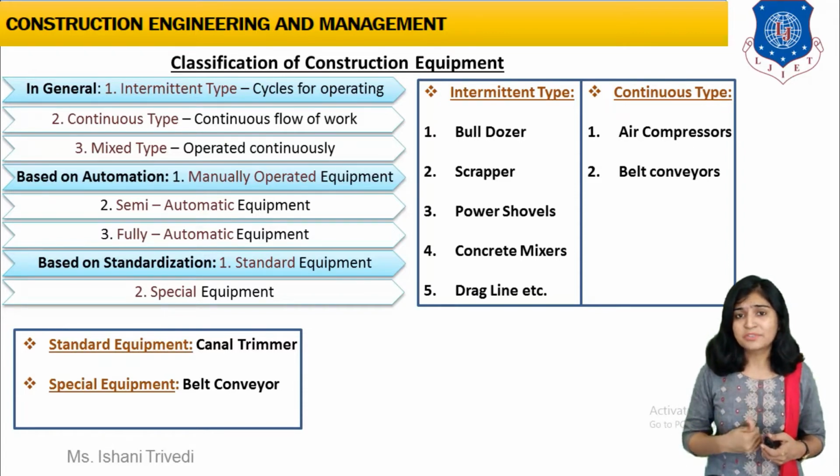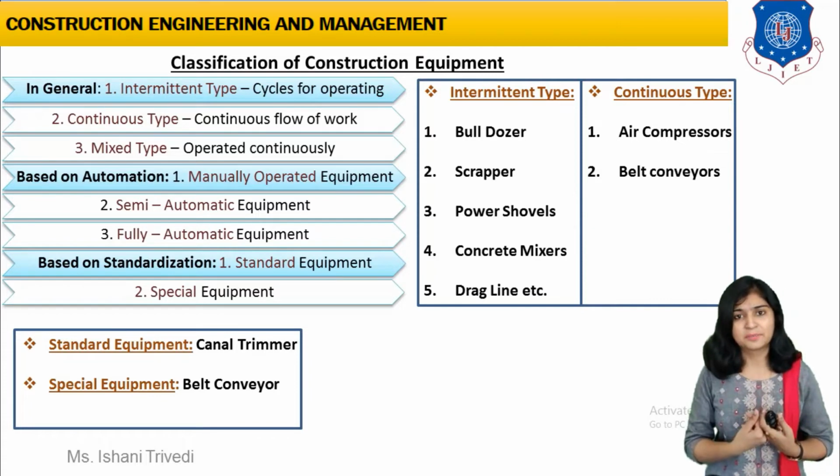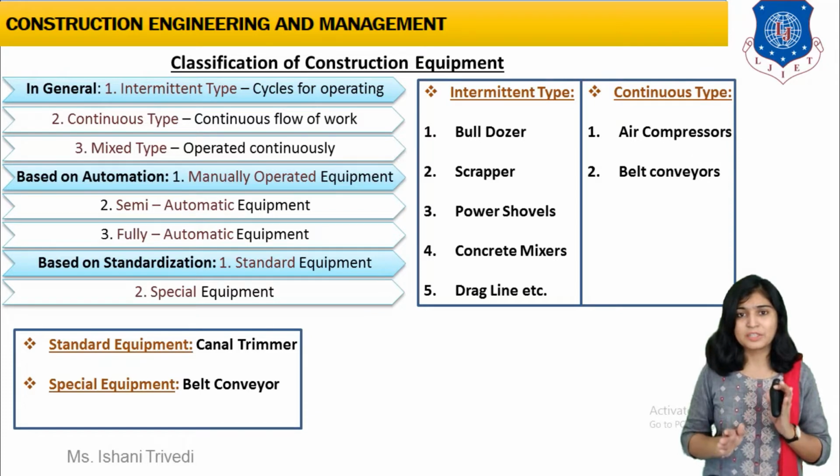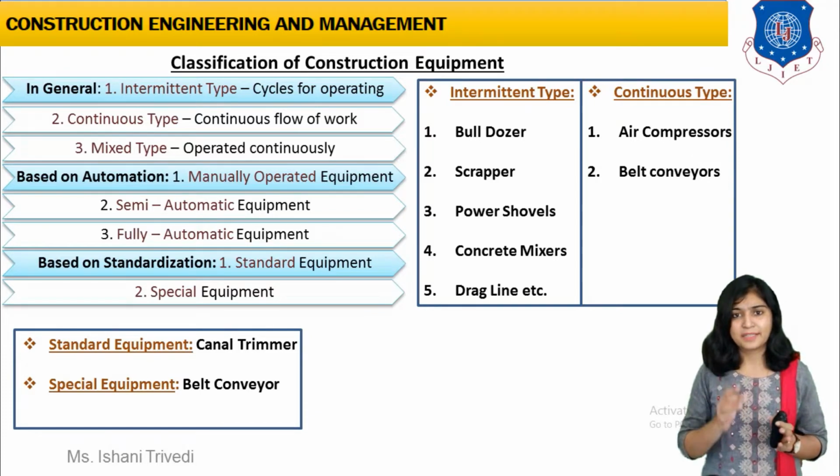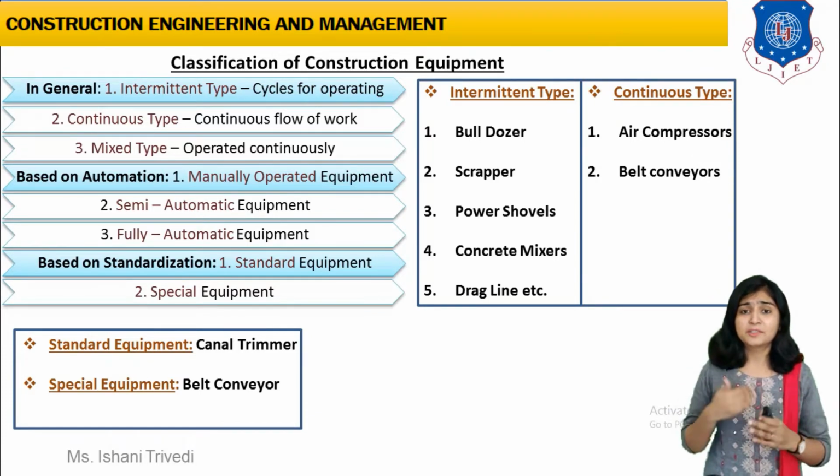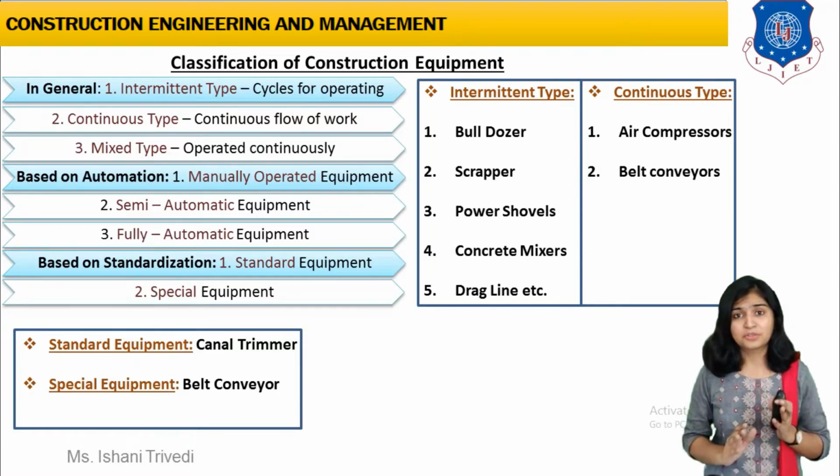I talked in the previous session, students, if you remember, that standard equipment, for example an excavator, will be the same all over the country. The manufacturing will be the same, standard. If you talk about belt conveyors, you will have to design them according to the requirements. So this makes the category of special equipment and standard equipment. There are various parameters by which you can compare these two types of equipment, and it is important to know the difference between these two, so we are going to study that.